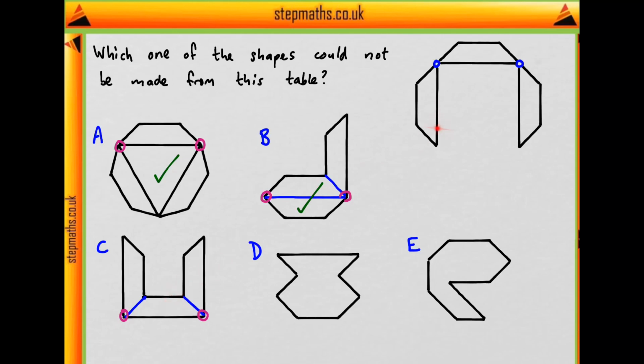Well, you can imagine each of the trapezia on the side swinging upwards, like so. So this face connects to this face, and that would form the shape here. So again, C can definitely be made by this table.